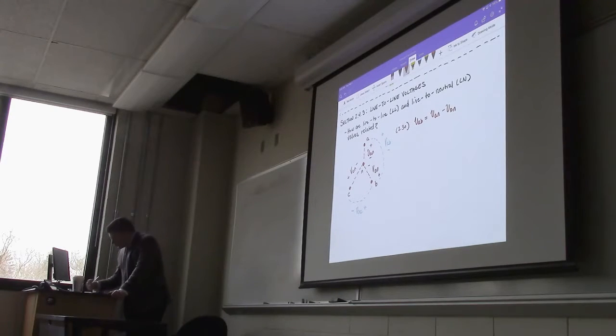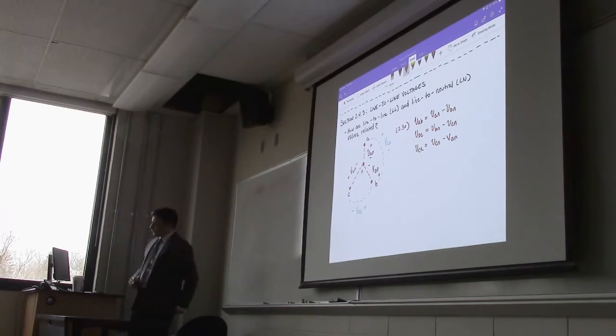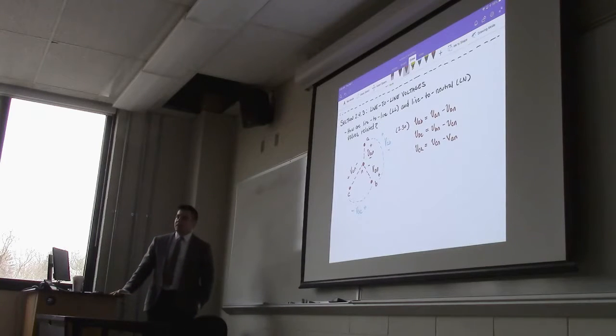VBC is equal to VBN minus VCN, and VCA is equal to VCN minus VAN. I'm going to try to write my V's so they look less confused. That's just a habit.